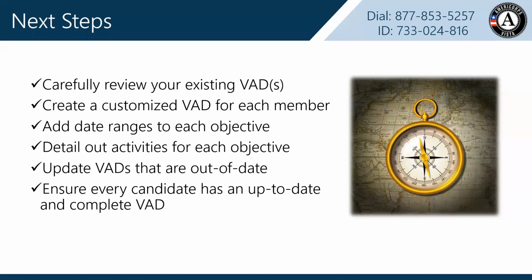Be sure to detail out the member activities and make sure they're clear and understandable for each objective so that they know how various actions will lead to accomplishing the objective. Update your VADs that are out of date and make sure they're still relevant and include the things needed by your VISTA project and the community. Remember to maintain up-to-date VADs in eGrants and work with your CNCS state or regional office to get the approval for a revised VAD. Ensure that every candidate has an up-to-date and complete VAD before they start service because they'll need it in their VISTA member orientation, during the on-site orientation and training, and throughout the life of their service as a VISTA member.